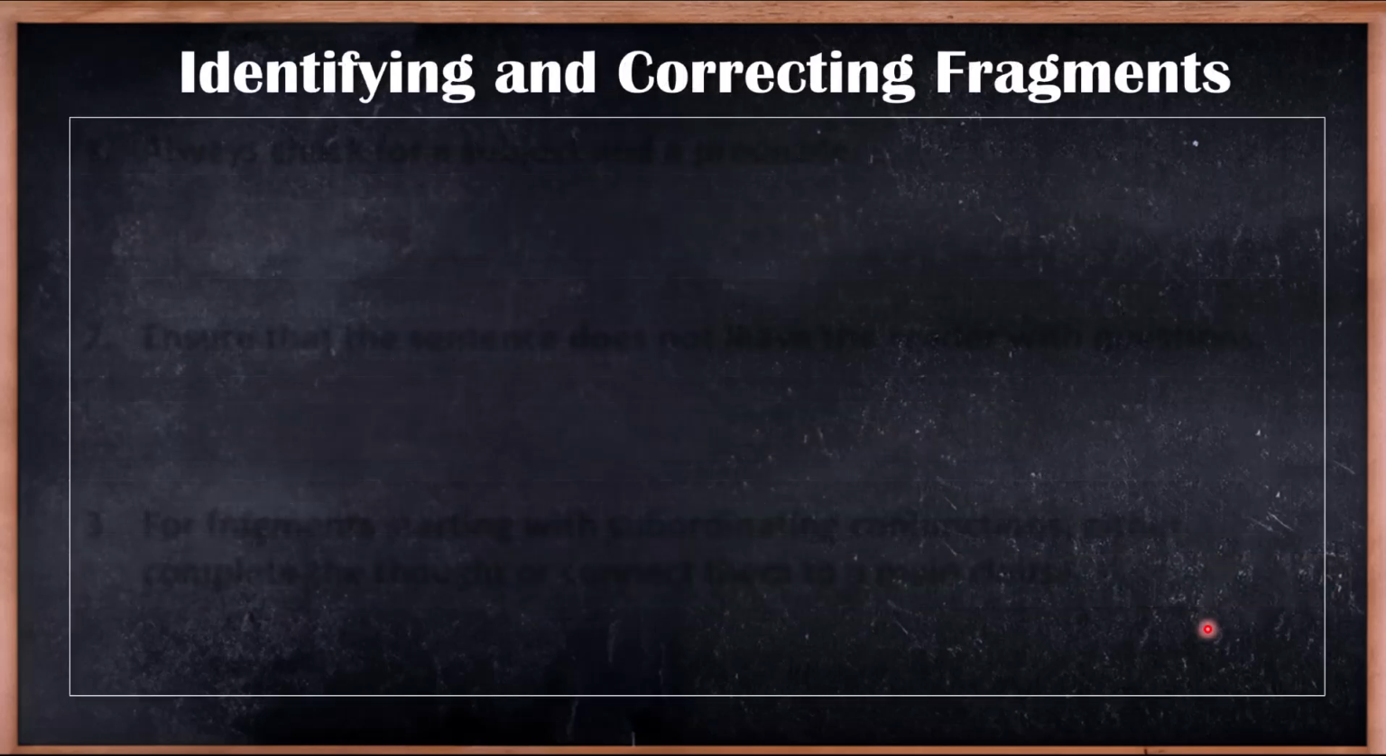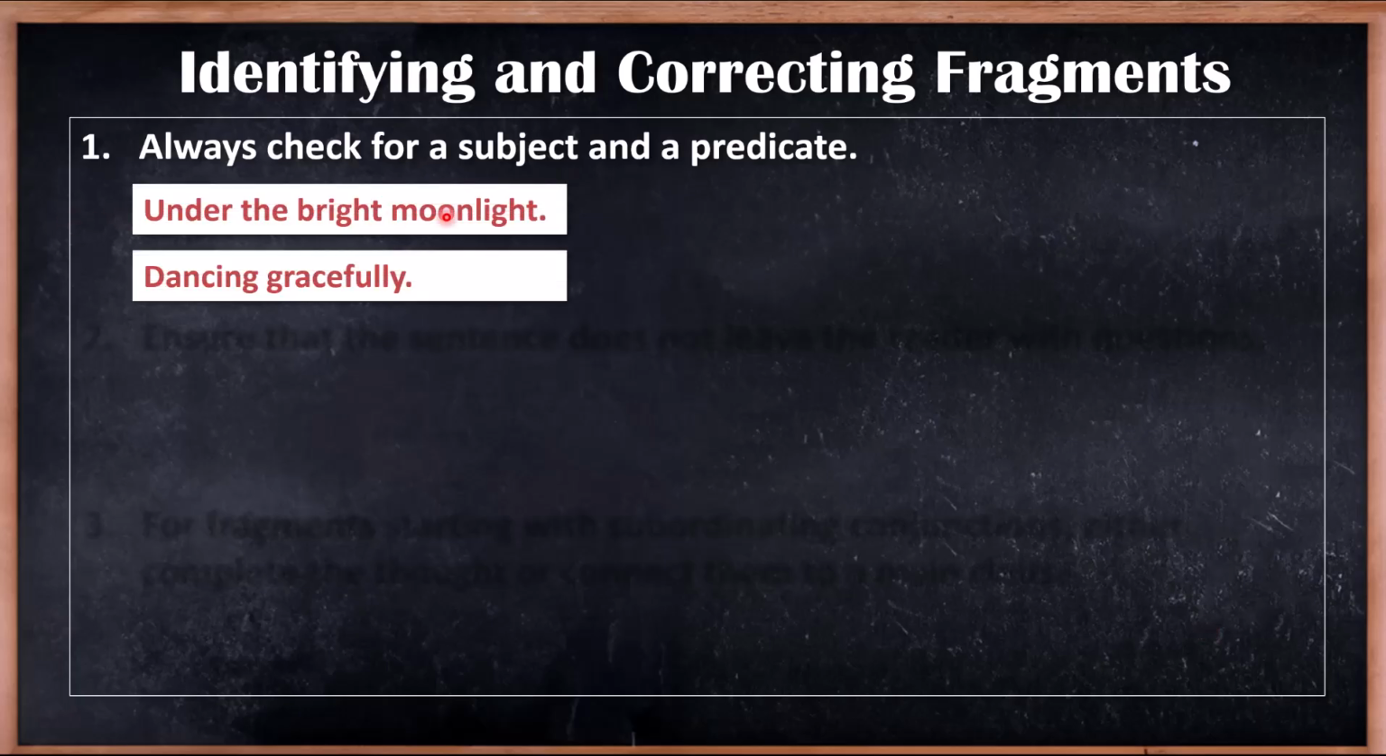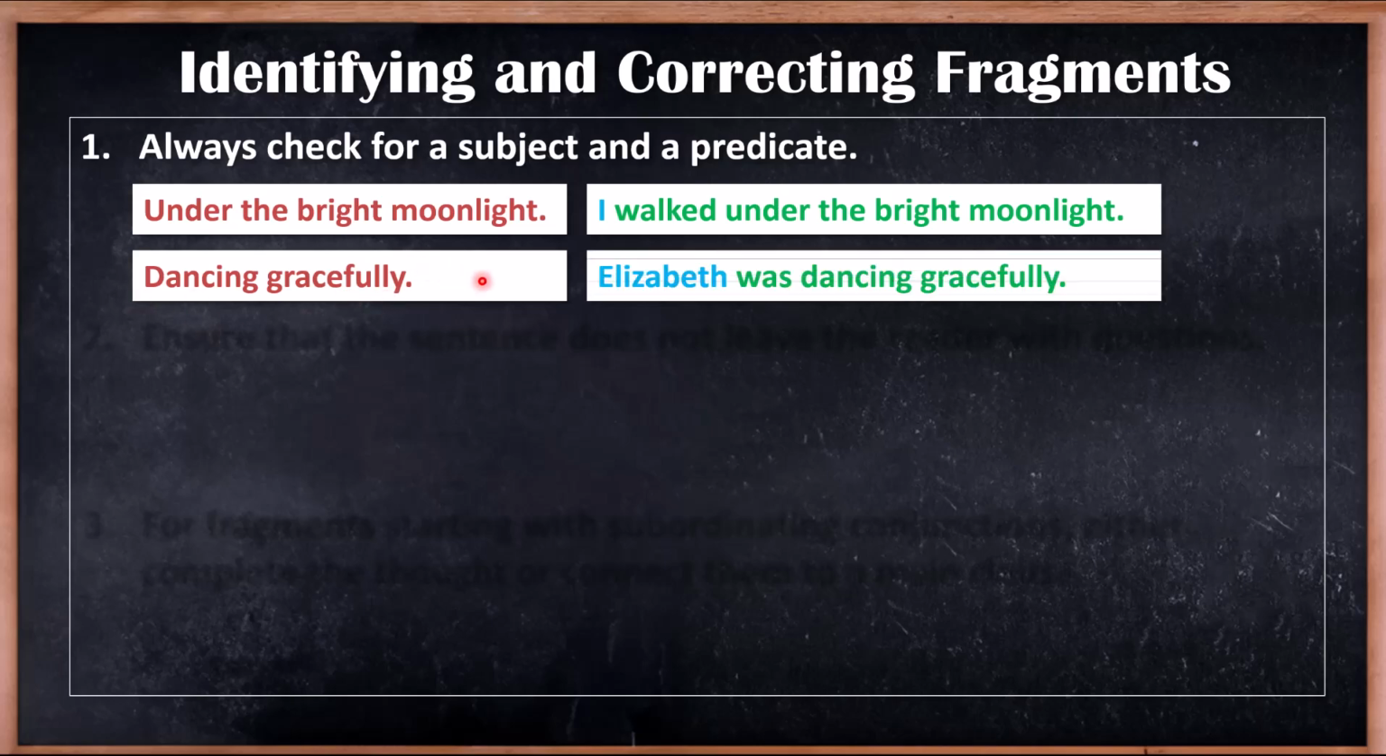So how can we identify and correct fragments? First of all, always check for a subject and a predicate. "Under the bright moonlight." "Dancing gracefully." What's missing in these fragments? In the first example, we're missing a subject and a verb. "I walked under the bright moonlight." Now we have a subject and a complete predicate. "Dancing gracefully." Here we're missing a subject.